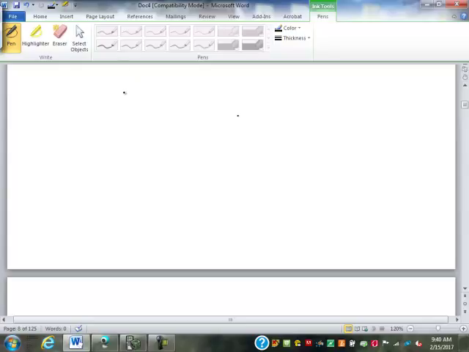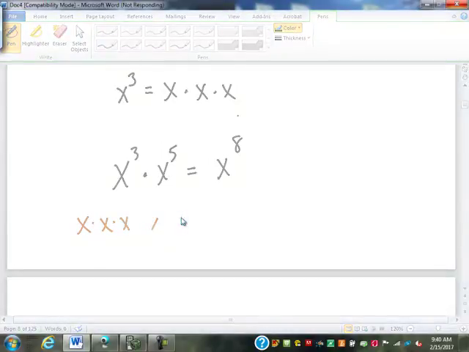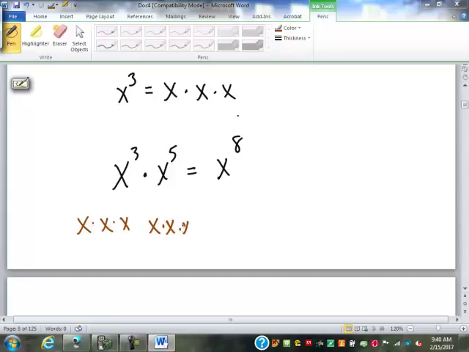We've talked about the fact that x to the third power means 3 x's multiplied together. If I have x to the third power times x to the fifth power, what does that give us? X to the eighth power. Good. Because x to the third power is 3 x's multiplied together, and x to the fifth power is 5 x's multiplied together. If I multiply them together, now I have a total of 8 x's multiplied together.